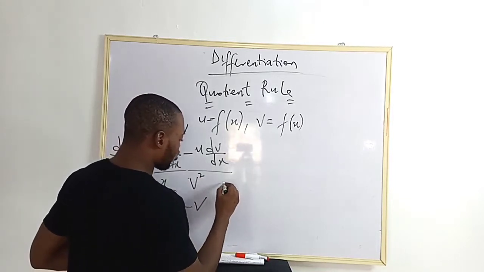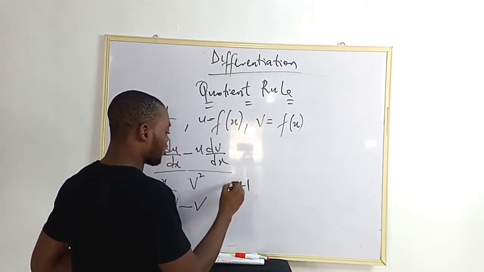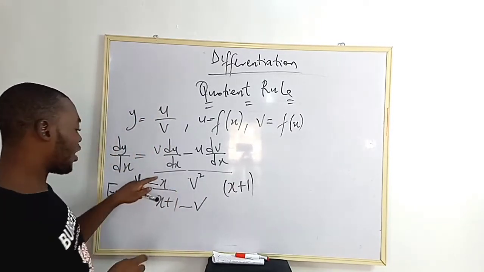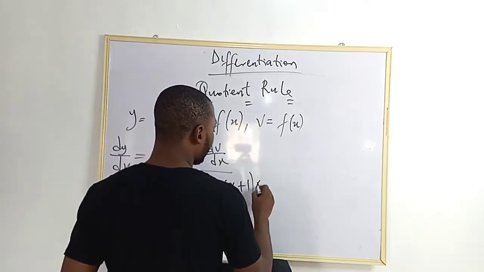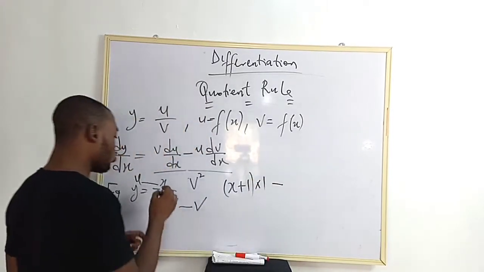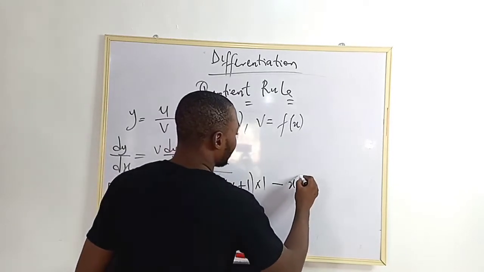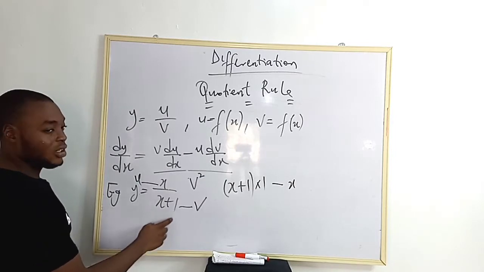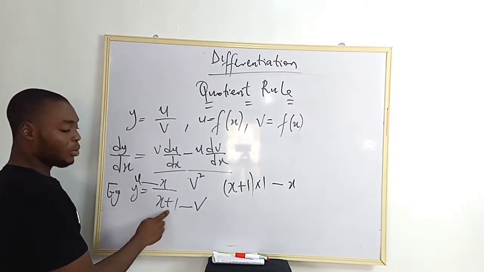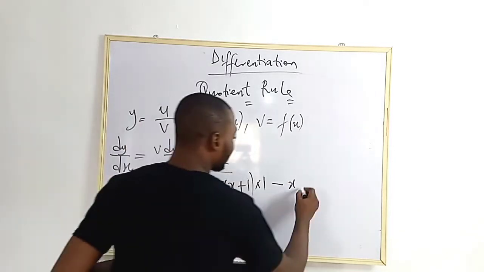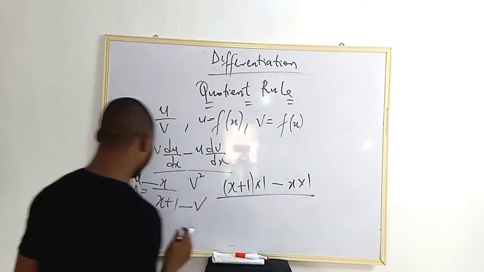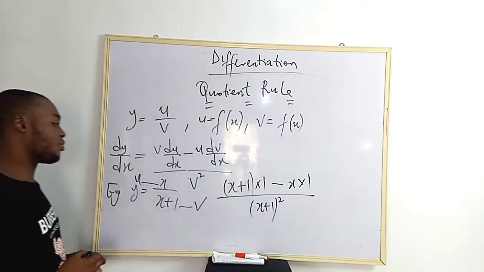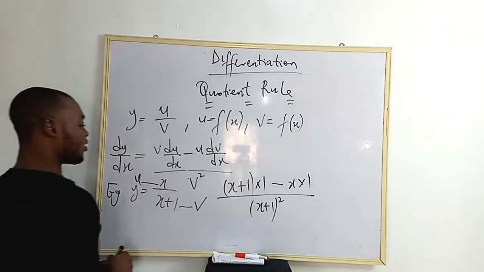So that means x plus 1 times du/dx. What is our u? Sorry, our u is x. The derivative of x is 1, so times 1, minus u, which is x, times dv/dx. What is our v? x plus 1. The derivative of x is 1, plus the derivative of 1, which is 0. That means this is just times 1, all over v, which is x plus 1, everything squared.